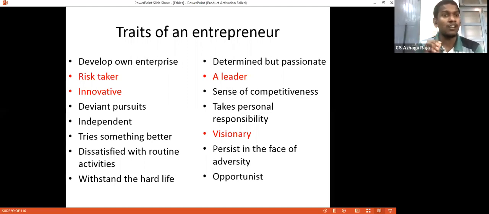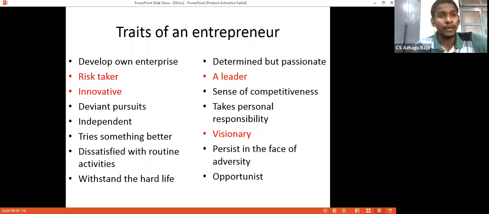And entrepreneurs, they don't just give up things. They withstand the hard life, and whatever problem comes, they face it, determined but passionate. They are very particular about their passion. And then a sense of competitiveness. When they take some action, they also think about competitiveness in the market and the competitors' reaction to our action.